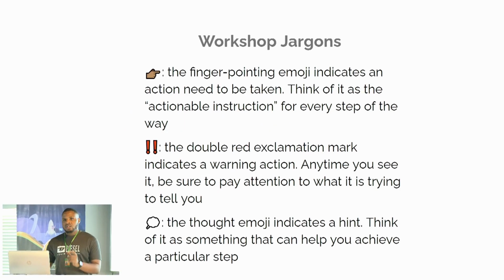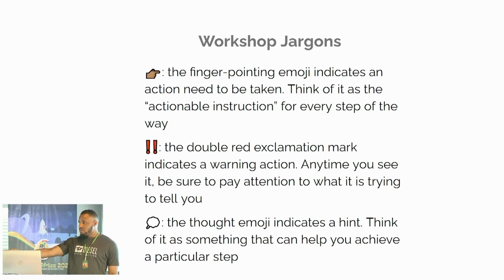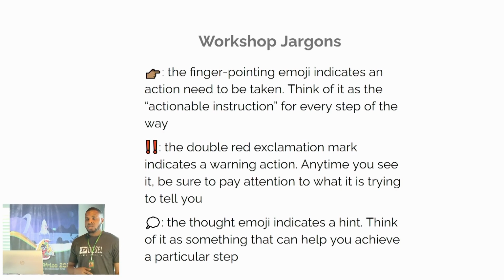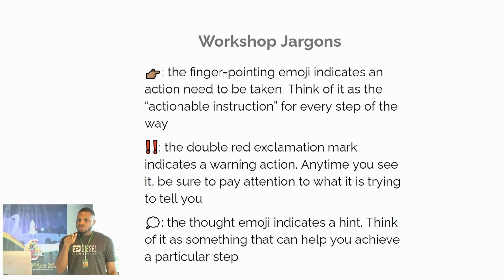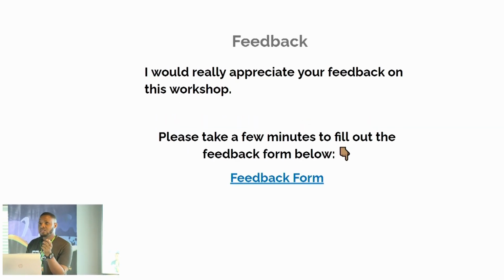So the jargon specific to this workshop, there are three emojis you might encounter as you go through the exercise. The first emoji is this one pointing this way. What this means is that when you see this emoji, it's telling you to do a particular action. So just know that when you see that emoji, you're meant to do something on that line. I don't know if that makes sense. I'm using Yarn for package management.